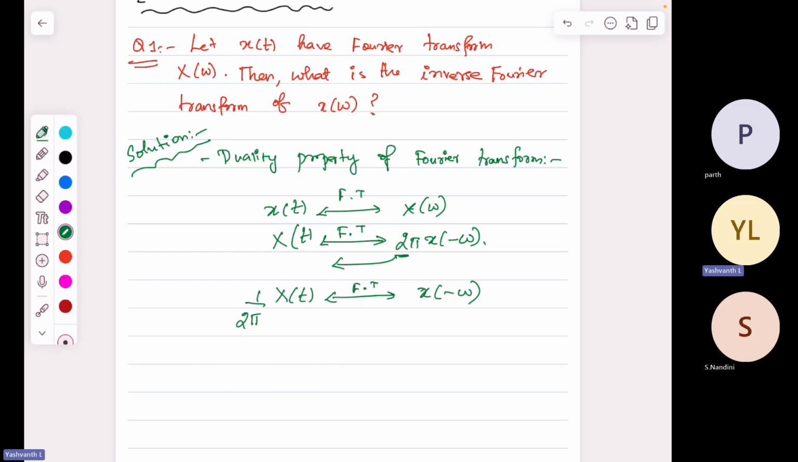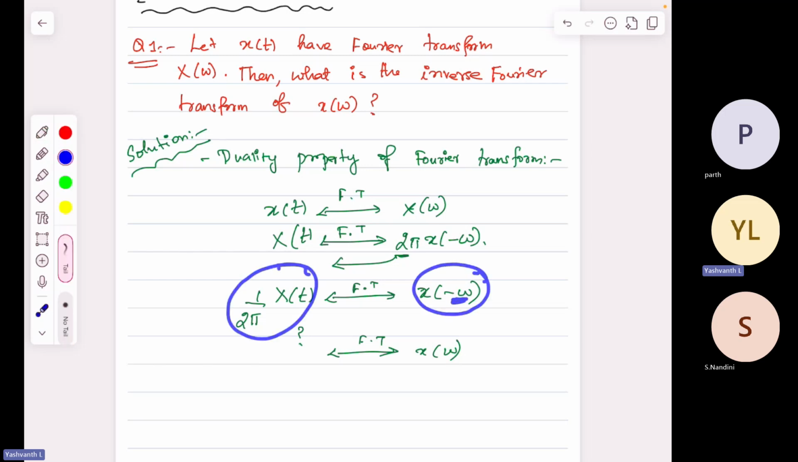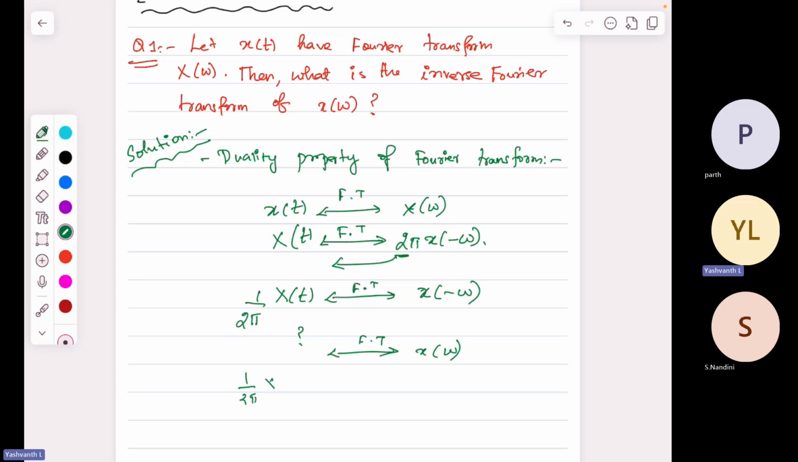Okay, now I'll ask you the question. If I just make this X of omega, now what should be the left hand side? 1 by 2 pi x of t has a Fourier transform x of minus omega. Now, if I make minus omega plus omega, then what is the corresponding time domain signal? Yes, can anyone tell me? X of minus t. Exactly. Is it just that? It is 1 by 2 pi into capital X of minus t, because the 1 by 2 pi carries over.